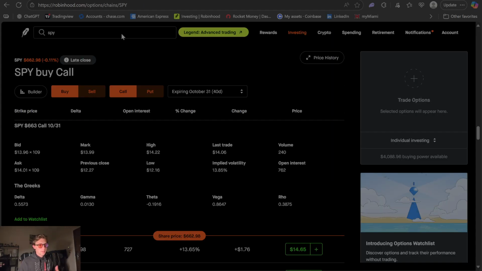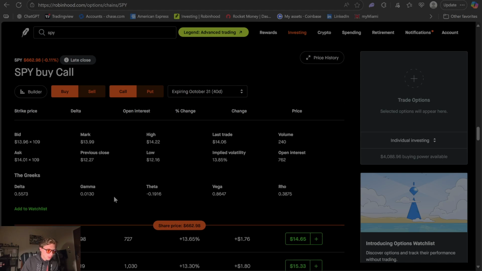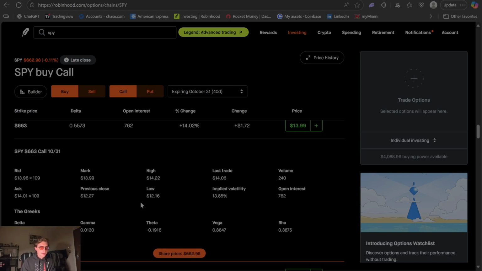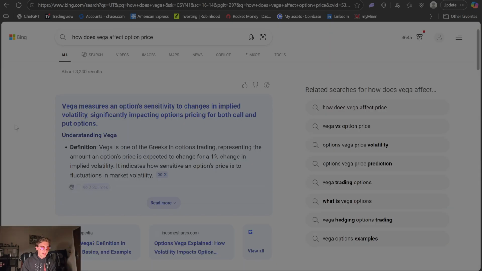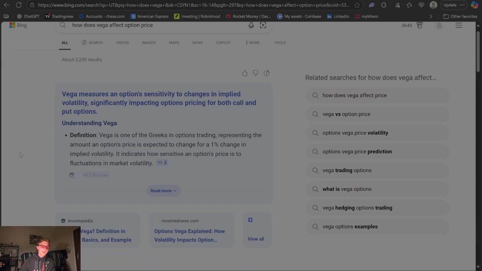Let's hop onto SPY. I went ahead and loaded up the 40 DTE at the money call. And again, we're going over the Greeks. So let's see Vega. Vega is 0.86, and this represents the change in the option's price given the percent change in implied volatility, right? So let me give you a better explanation. Vega is one of the Greeks in options trading, representing the amount an option's price is expected to change for a 1% change in implied volatility.